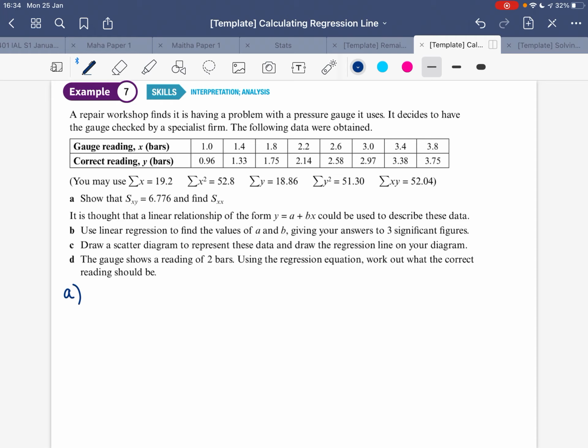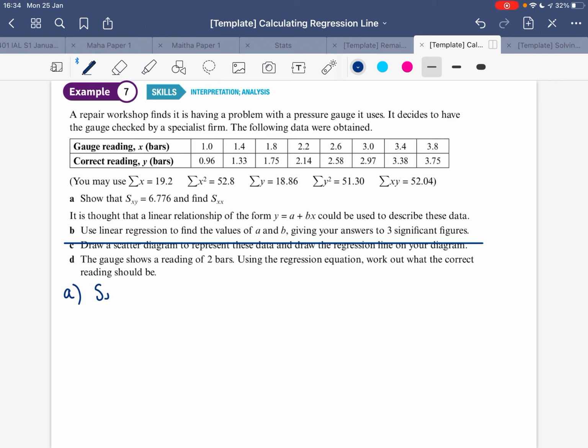I'm only going to do part A and B because I'm not going to draw a scatter diagram. In fact, we will just skip part C. We won't draw the diagram, but we will use the regression equation to predict for 2 bars.